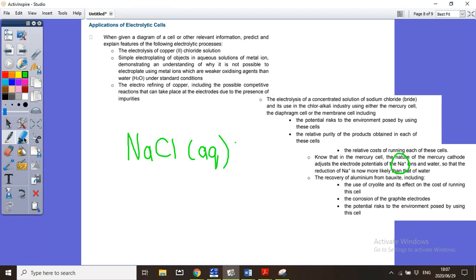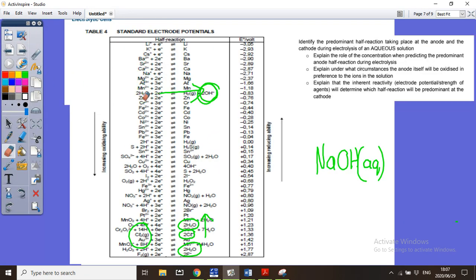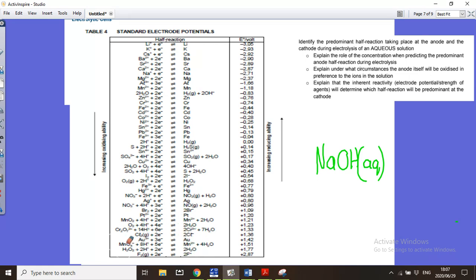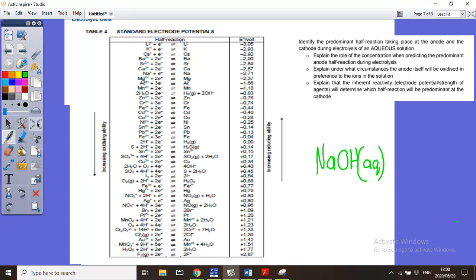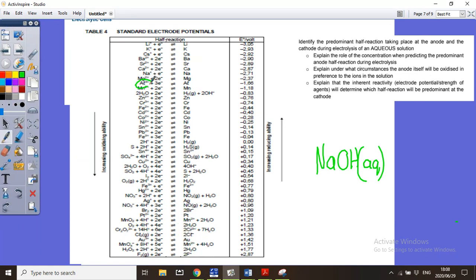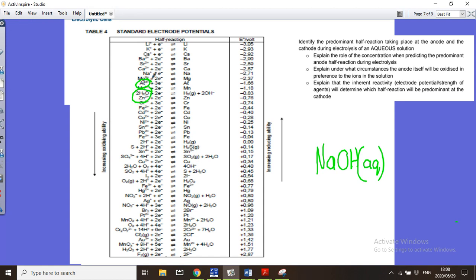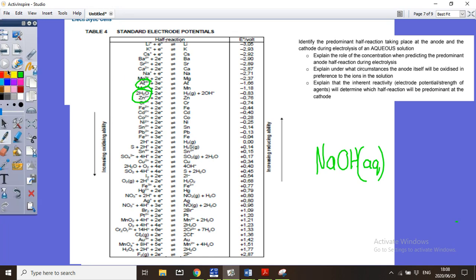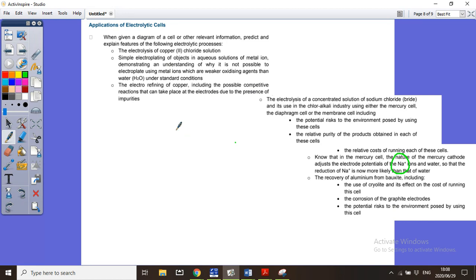We don't use aqueous aluminium because, you will see, if we did, aluminium is here and water is here. So I would never form aluminium, because the water would be the strongest oxidizing agent and therefore I would form hydrogen gas. So I can't use an aqueous solution of aluminium. So they use molten aluminium oxide.